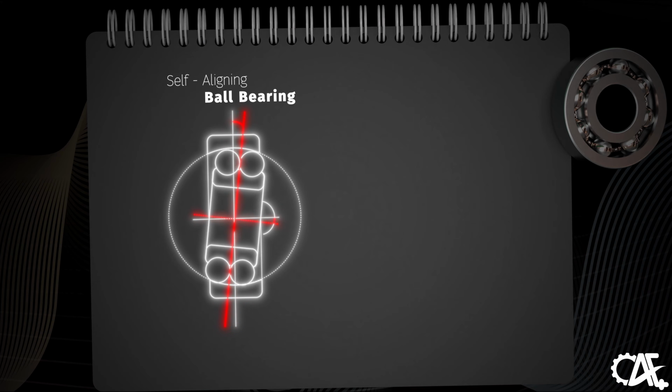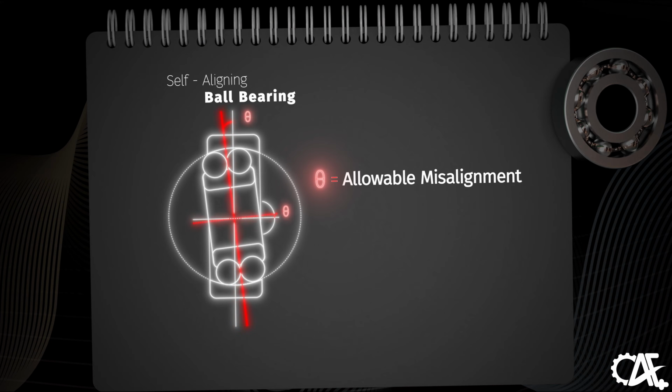Allowable misalignment is a critical factor to consider when selecting and using bearings in various applications. Self-aligning ball bearings are engineered to accommodate misalignment between the shaft and the housing due to their design that incorporates a spherical outer ring raceway.